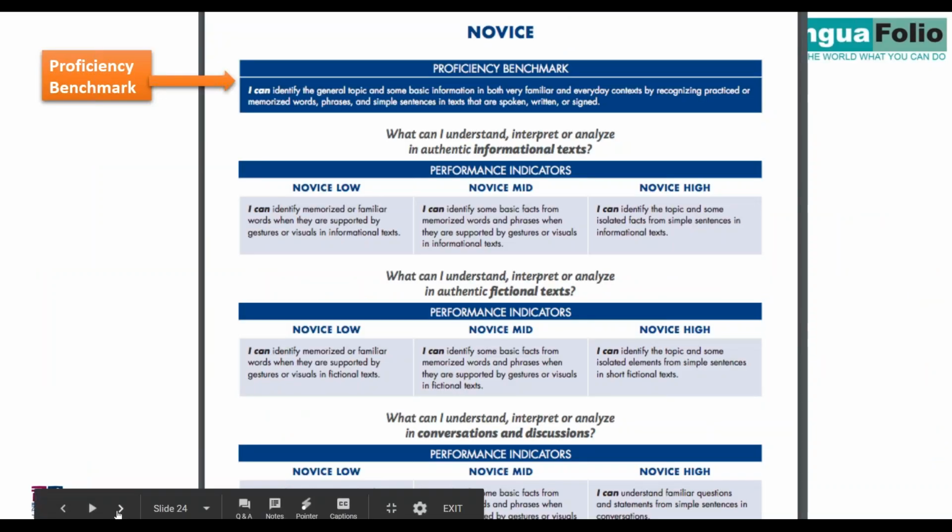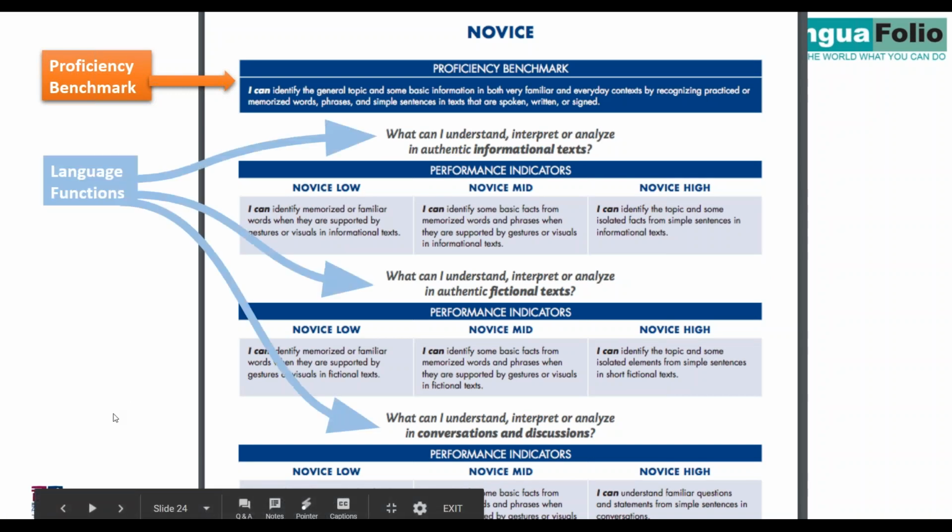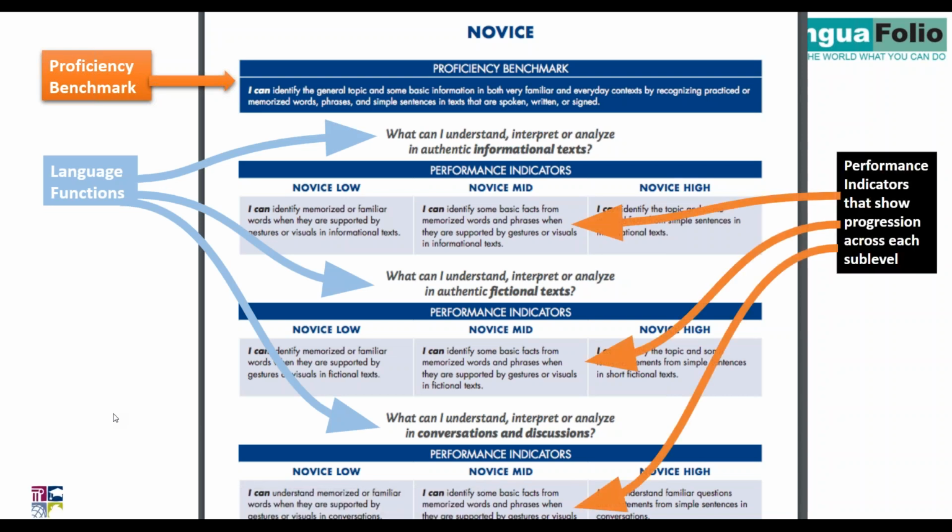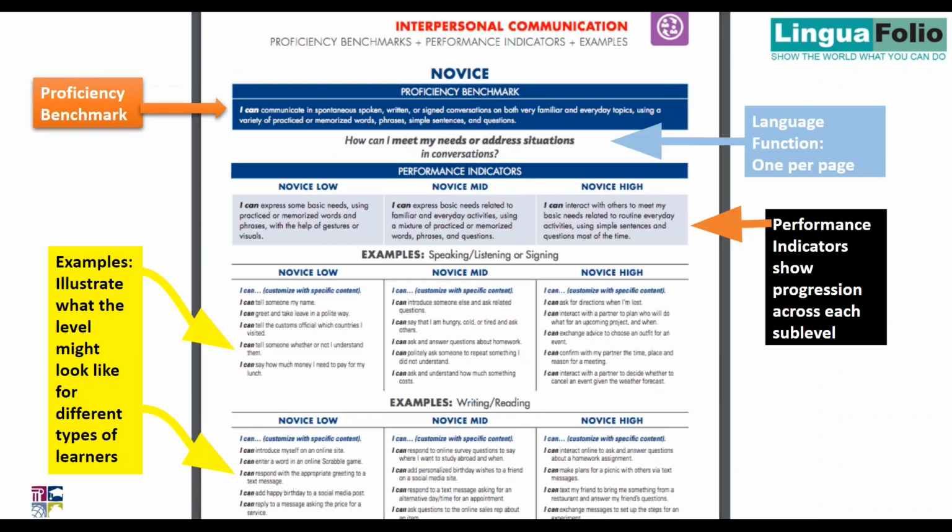And then you notice that part of the NCSSFL-ACTFL can-do statements is a further breakdown, starting again with that proficiency benchmark, and we're looking at a novice example here. And again, repeating those language functions, the performance indicators, and then as a further breakdown from those, we also have examples. And these are the more detailed I can statements that might match very well with things that you're doing in the units in your classroom.